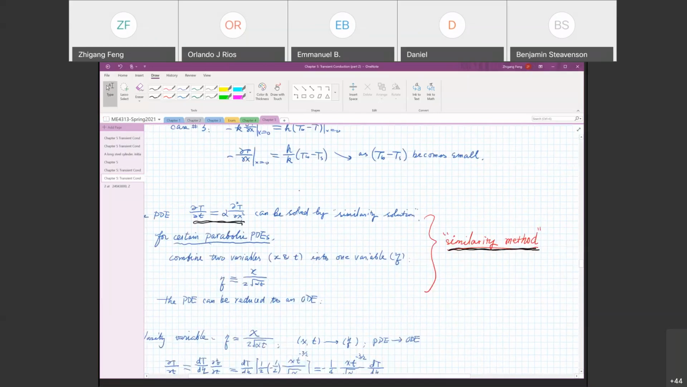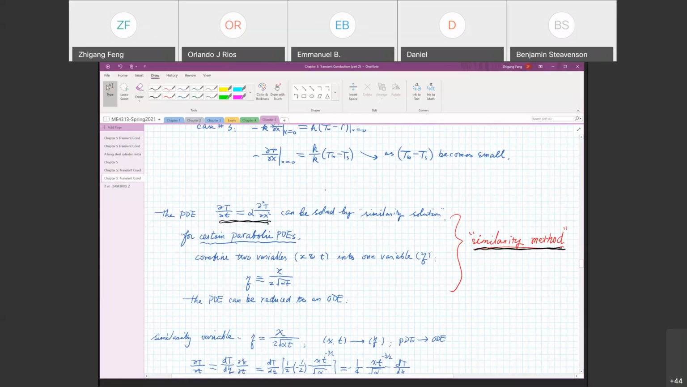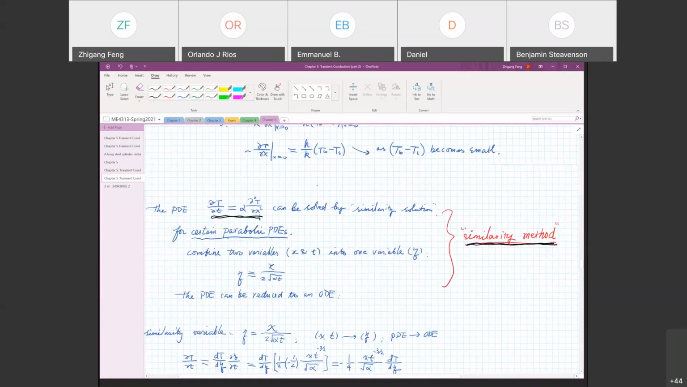Okay. This method basically, let me give you the general idea about this method. So we have two variables involved in the partial differential equation. One is x, the other is t. So we have two variables. And we can try to combine these two variables into one variable. And the new variable is called eta. So we combine x and t into one variable by using this relationship. This is the so-called similarity variable.